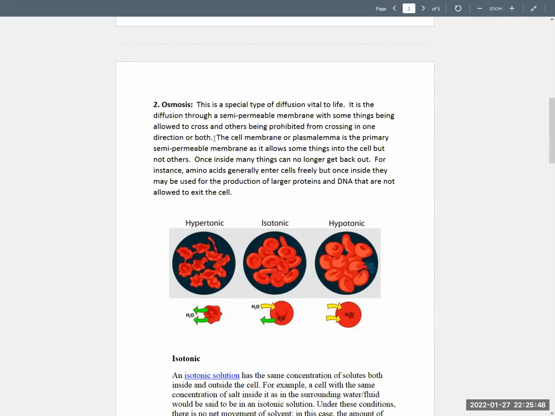Let's see the primary part here. The cell membrane or plasma lemma, primary semi-permeable membrane. Okay. Where did I get that word semi-permeable? Right from this definition. Osmosis is the diffusion through a semi-permeable membrane with some things being allowed to cross and others being prohibited. The word semi-permeable means some things get across, maybe most things get across, but some things do not get across.